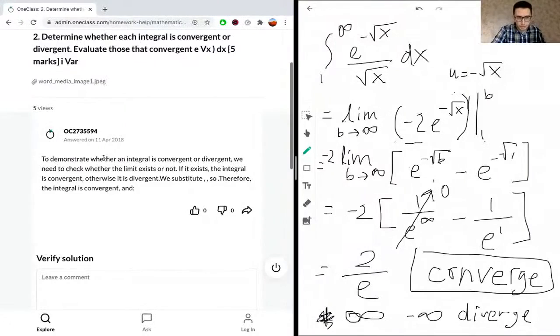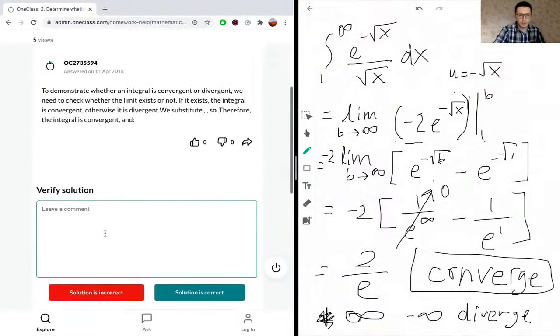So to demonstrate whether integrals converge or diverge, we need to check whether the value exists or not. Here it tells us the process doesn't give us a full solution, so no solution given. The integral is convergent. Process described.